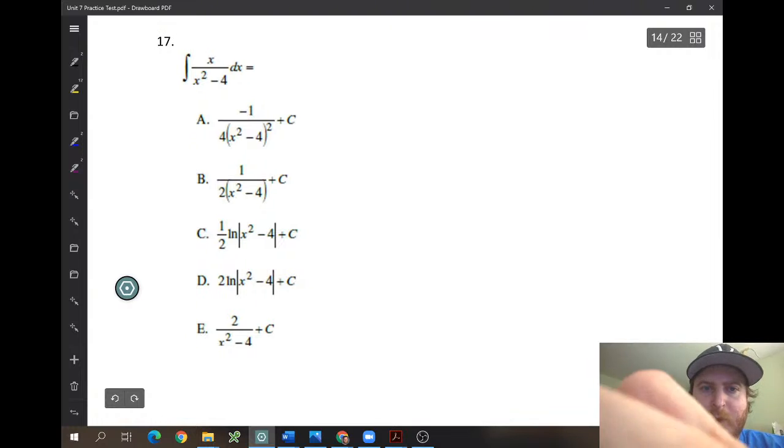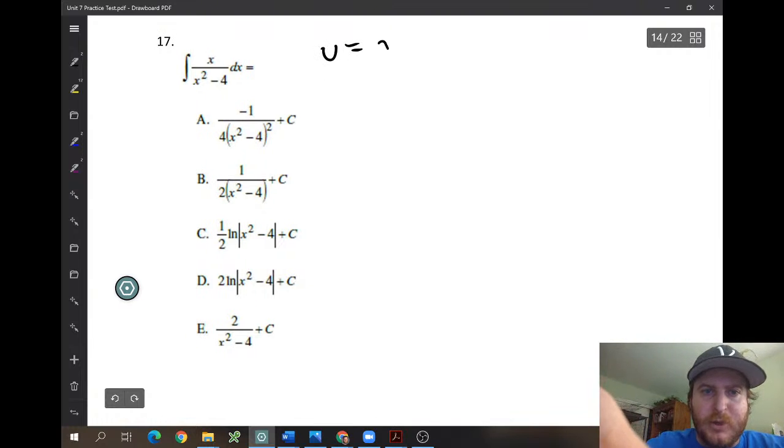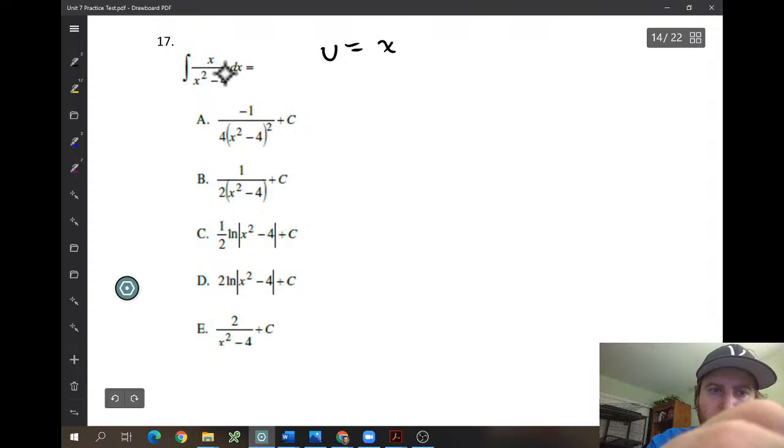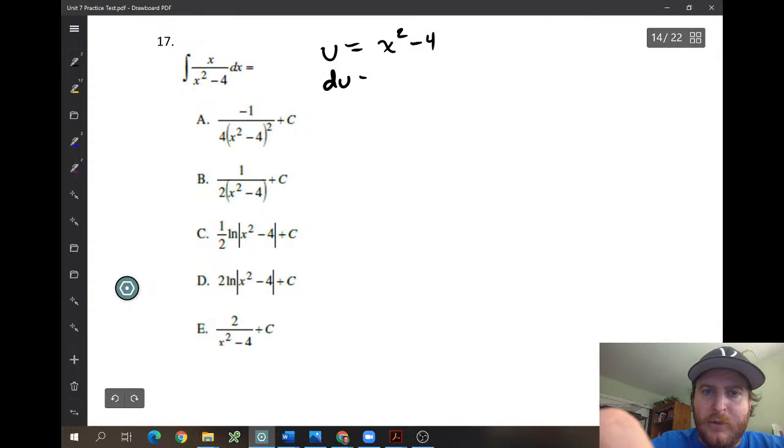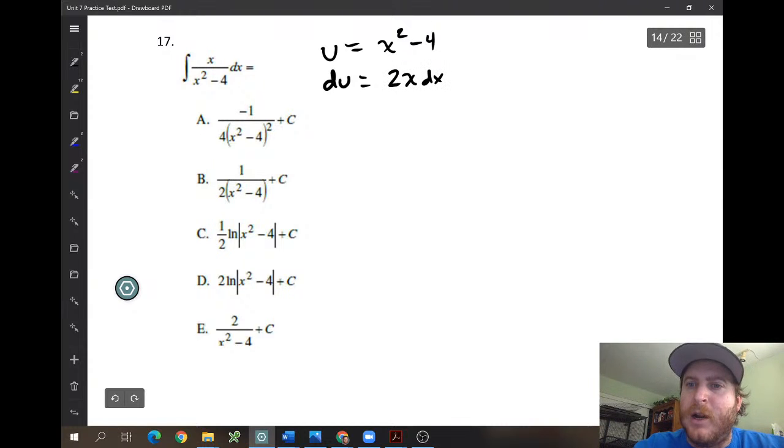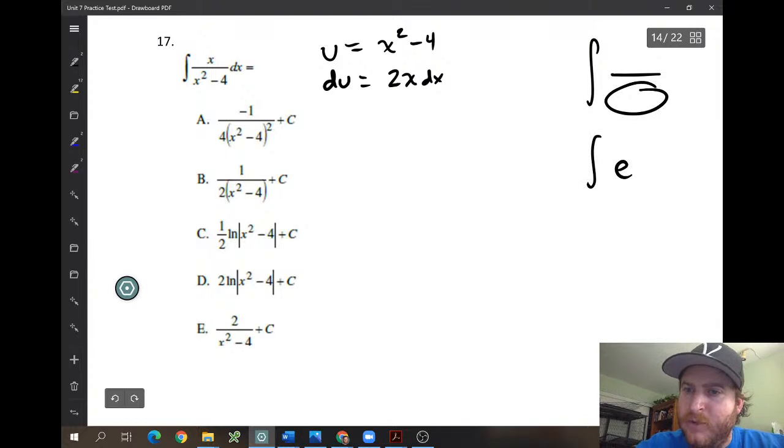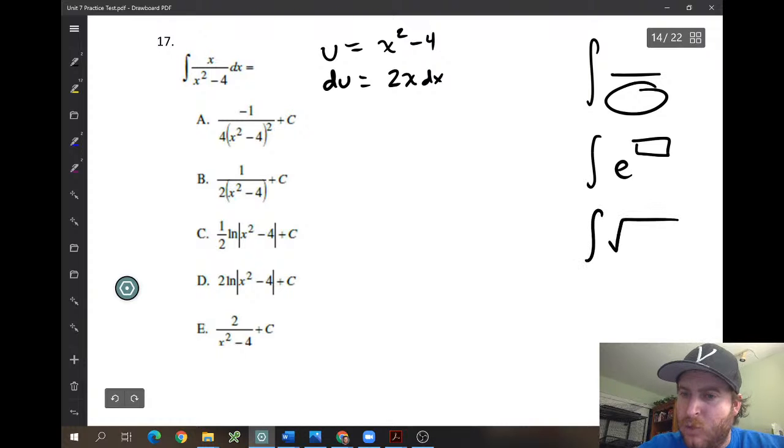17 is another u sub. So u is equal to our denominator generally, so that's what I'm going to try. And du would be, in this case, 2x dx. Remember for u's, if you have a denominator, you want to try that. If you have e to something, you want to try the exponent. If you have a square root, you want to try what's in the square root.